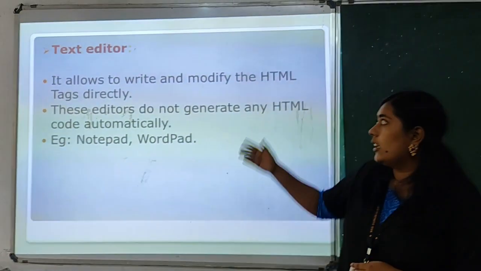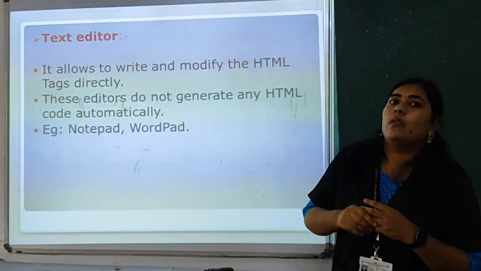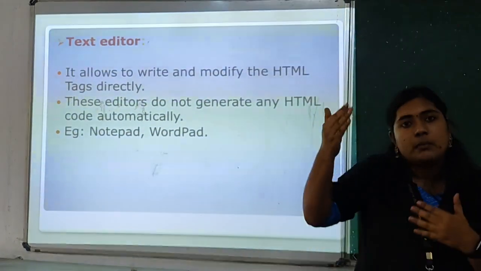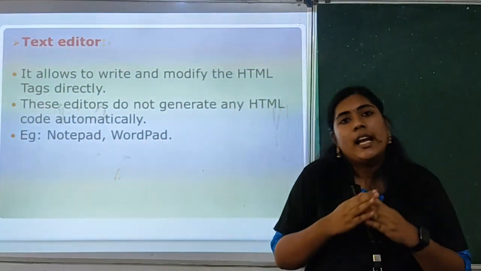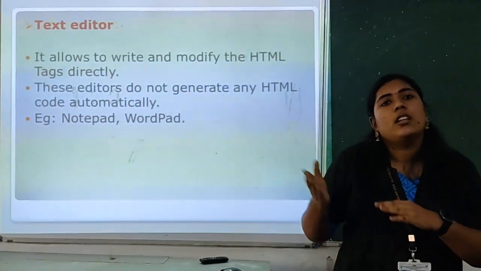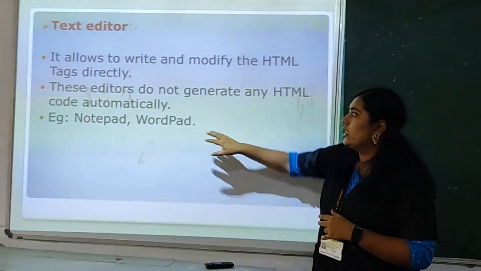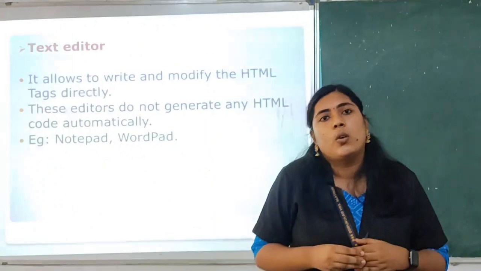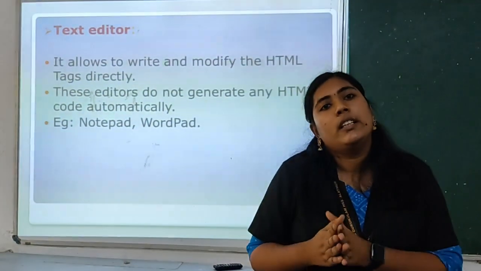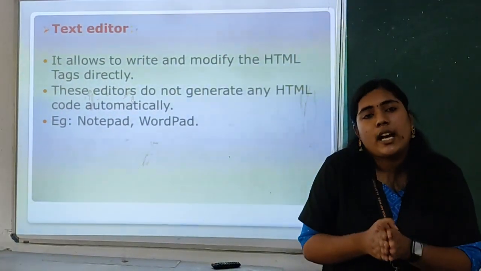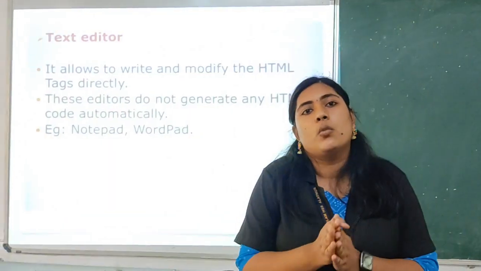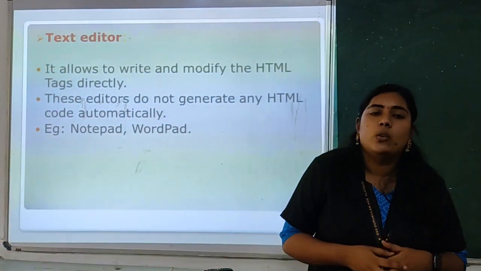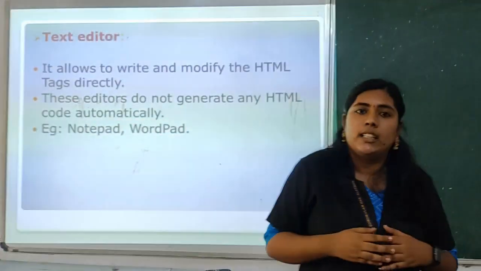Okay. Then we have the text editor. Here we have to memorize the tags and give them ourselves; we have to type the whole program. And here we can directly go to the browsers also. For example, we have Notepad and WordPad. We use Notepad for creating and viewing web pages. After creating a web page, if you need to edit something somewhere, we can just go directly to the Notepad area and edit it.